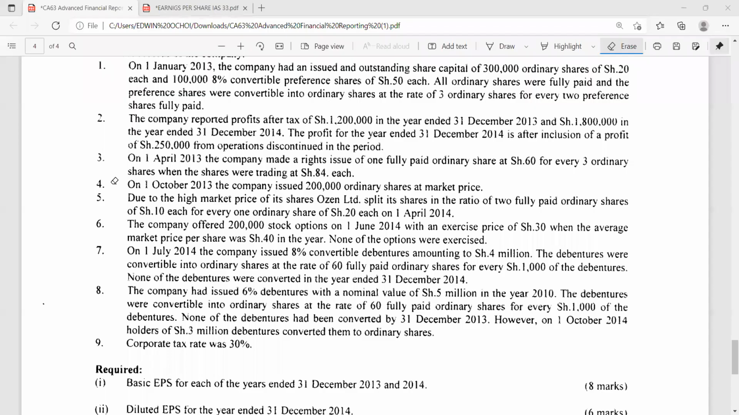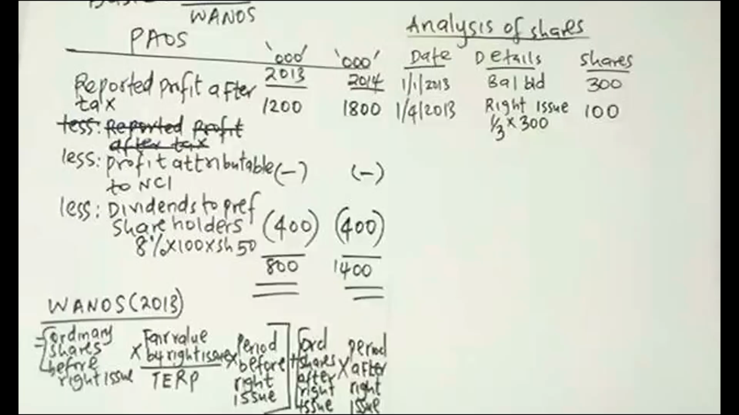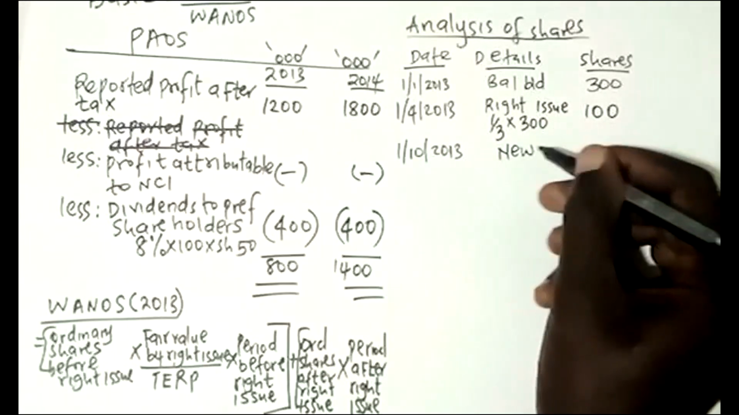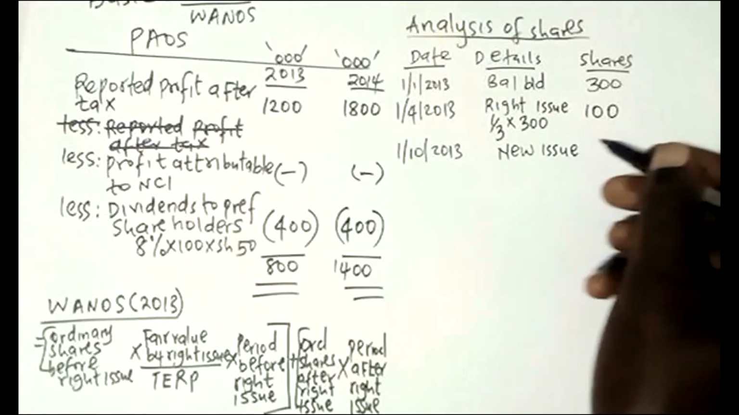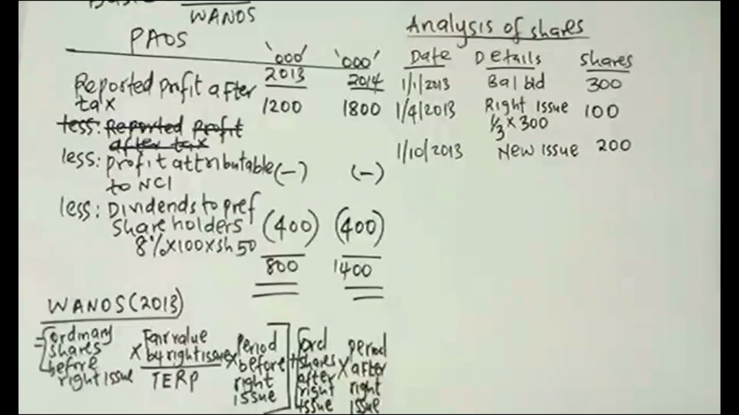After finishing Note 3, we move to Note 4. They are saying that on 1st October 2013, the company issued 200,000 ordinary shares at market price. That is a new issue of shares of 200.